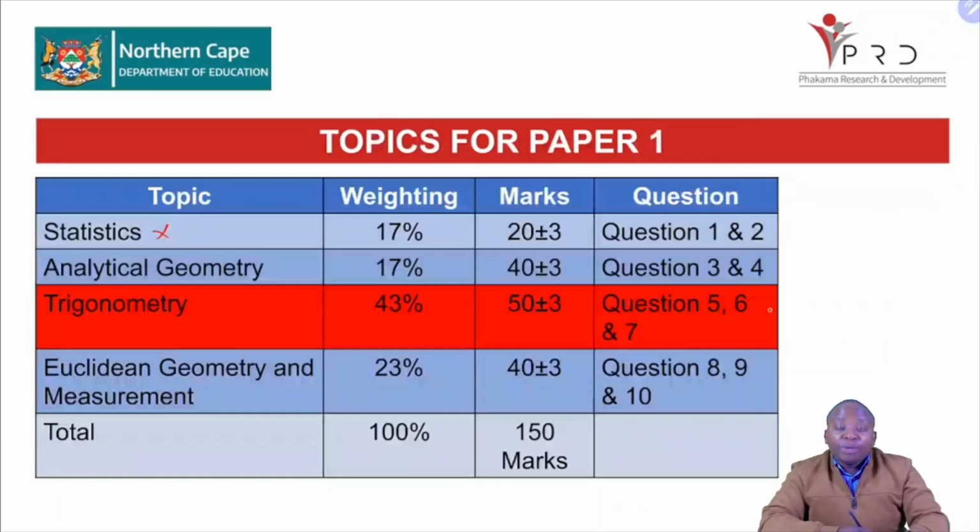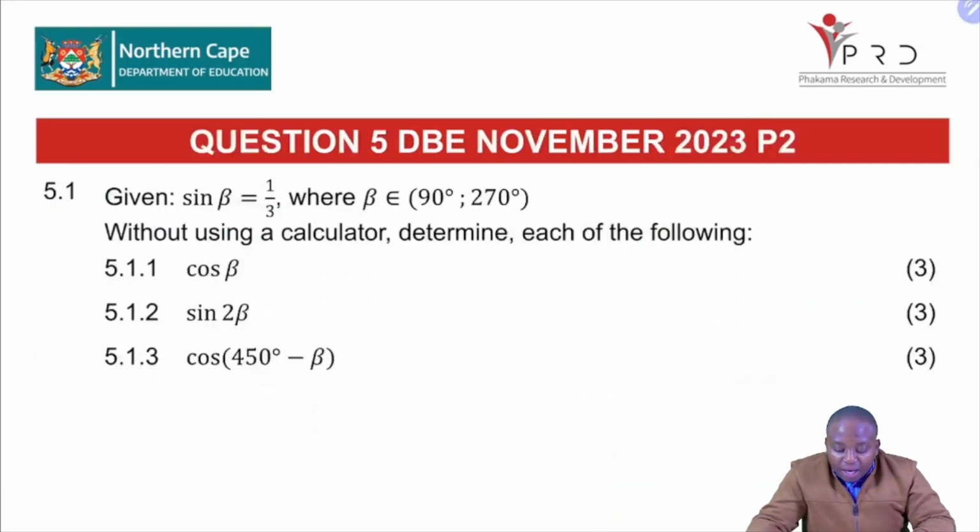So the topic for the day is trigonometry. And trigonometry is usually allocated 3 questions. In most cases, trigonometry is found in question 5, question 6, and question 7. Right. Grade 12, we have question 5.1. For this question, you are given 5 minutes to complete this activity. And your 5 minutes starts now.